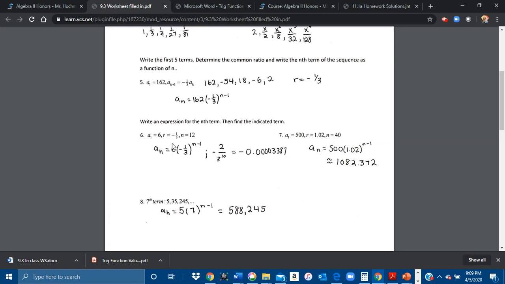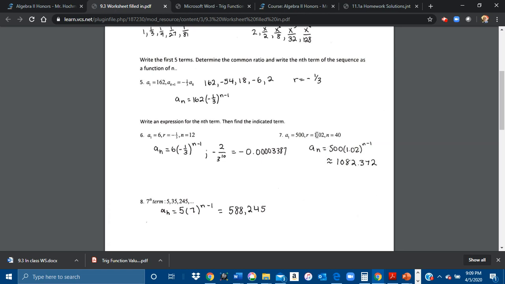So a sub n is equal to my a sub 1 times my ratio to the n minus 1 power. So if my n is equal to 12, then this is going to be 6 times negative 1/3 to the 11th power. And we could rewrite it like this if we wanted to, or we could just calculate it and it would come out to be approximately this figure here.